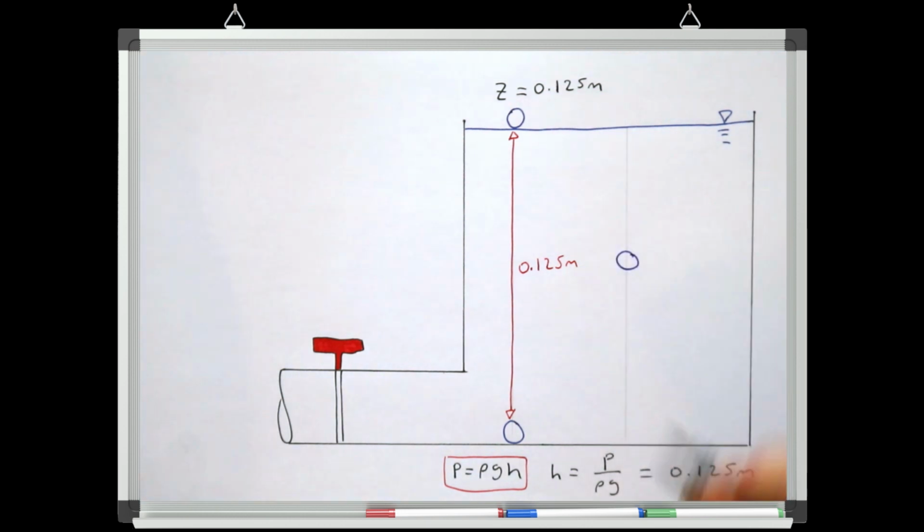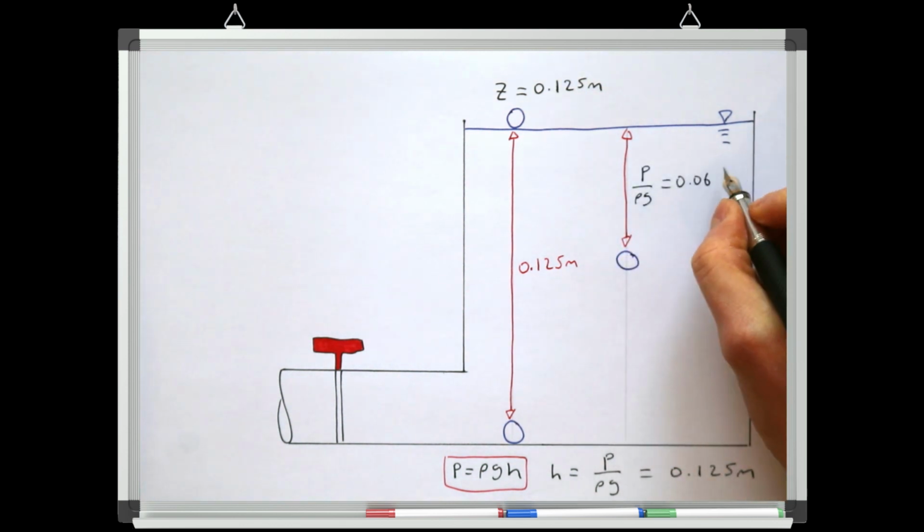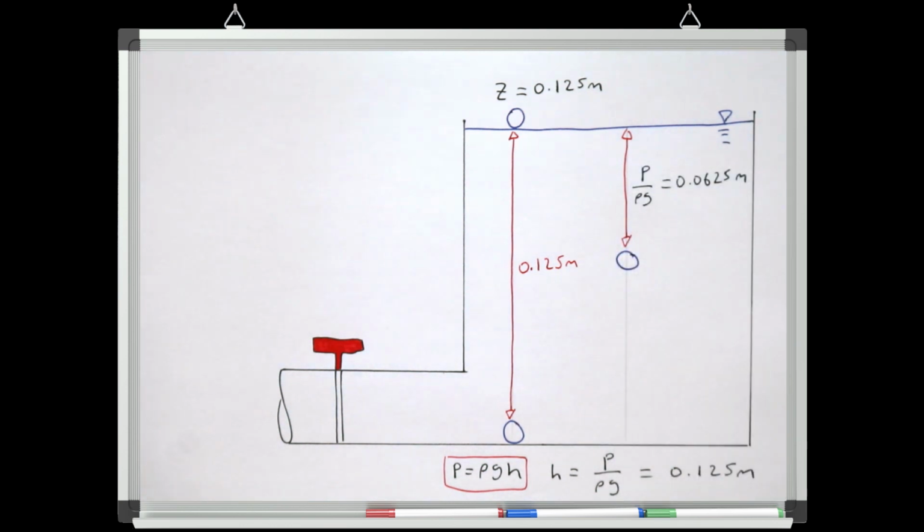What about a particle that's exactly in the middle of the tank? What energy does this particle have? This particle will actually have a combination of pressure and elevation. It'll have 0.0625 meters of pressure from the water pushing down from above it, and 0.0625 meters of elevation because it's this high above the datum.